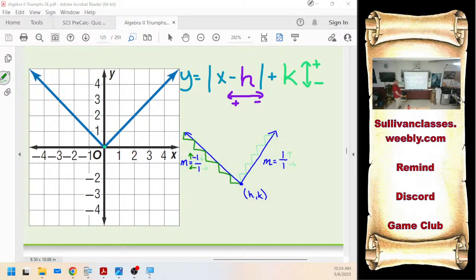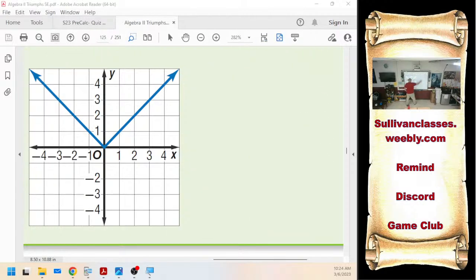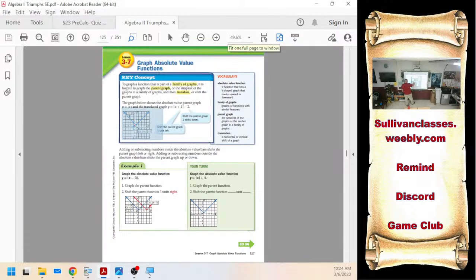So I'm going to take this parent graph and I'm just going to keep moving it up and down and left and right. On the right side, slope is 1. Mirror it to the other side, slope is negative 1. So now I feel like it was better to start with that than straight for the throat like this.